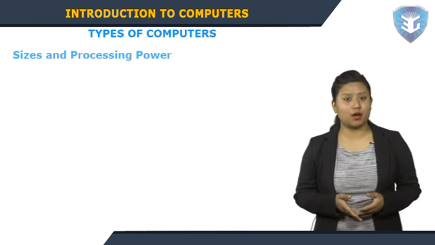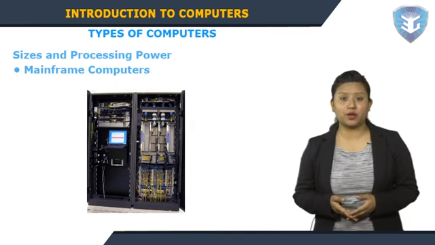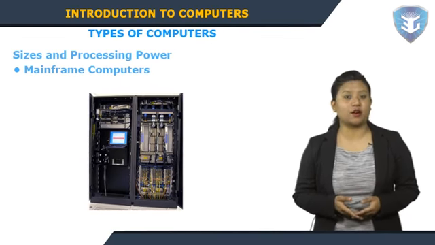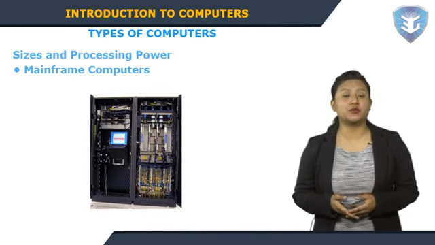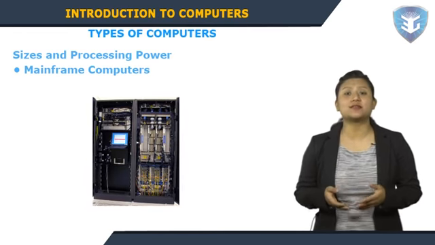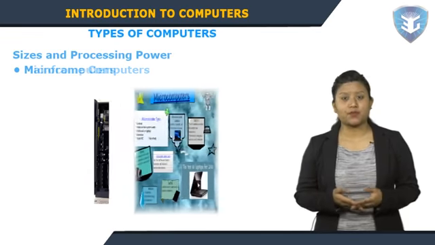Sizes and processing powers. Mainframe computers. Large organizations use mainframes for highly critical applications such as bulk data processing and ERP. Most of the mainframe computers have capacities to host multiple operating systems and operate as a number of virtual machines. They can substitute for several small servers.